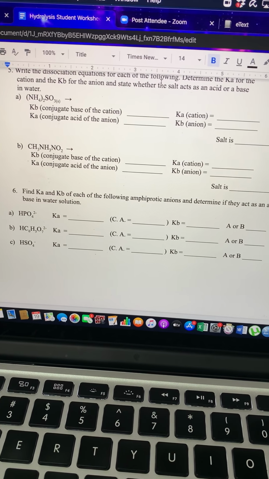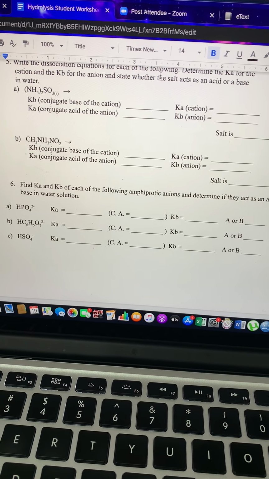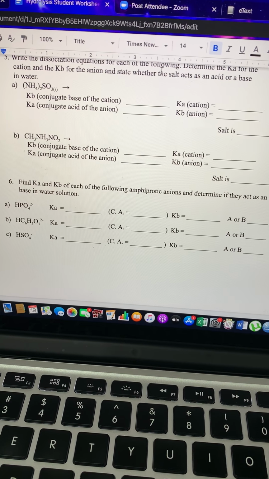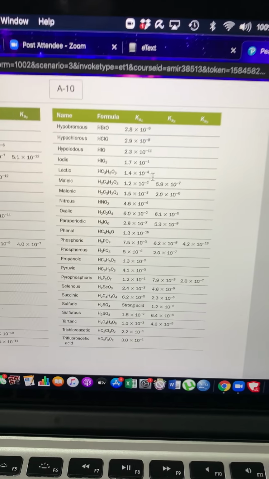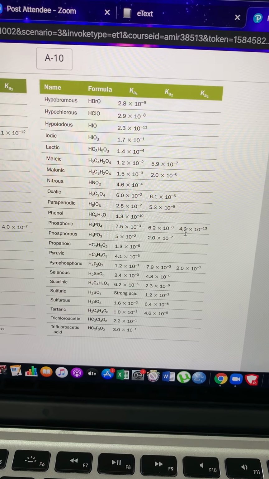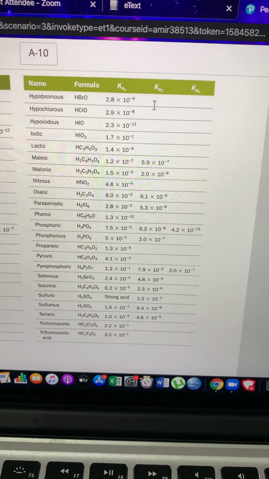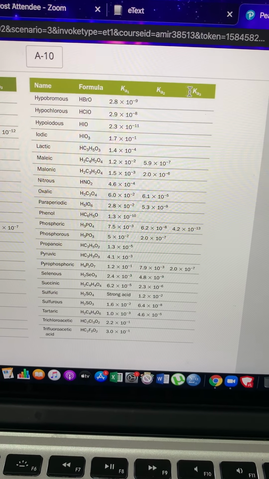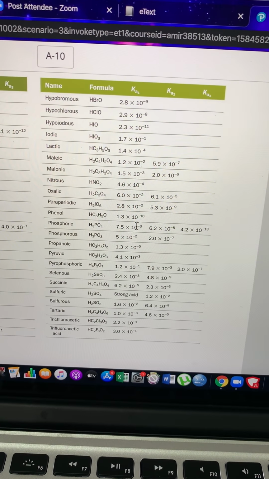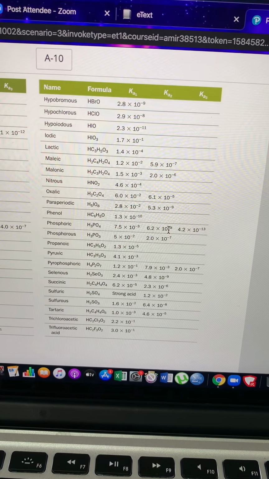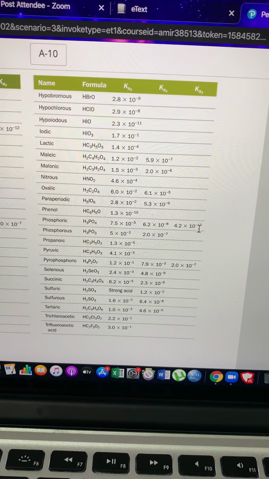All right, so now referring to number 6, question A, we've got HPO4 2-. So you want to go over to the appendix. We're going to be looking at this one, okay? Notice you've got Ka1, Ka2, Ka3. This is for the first proton dissociation, second dissociation, third dissociation.